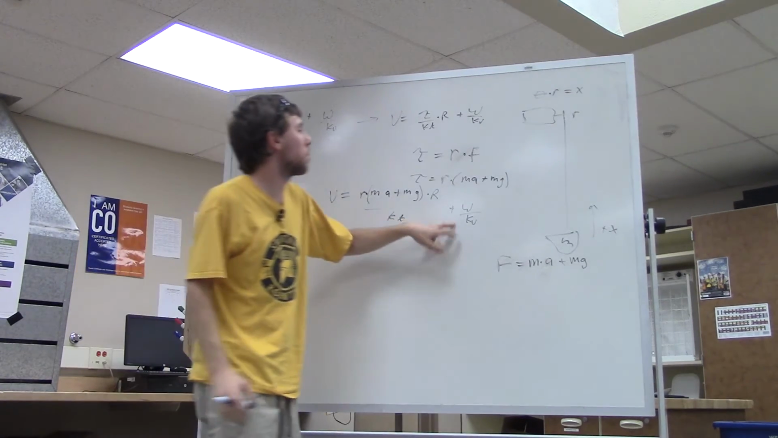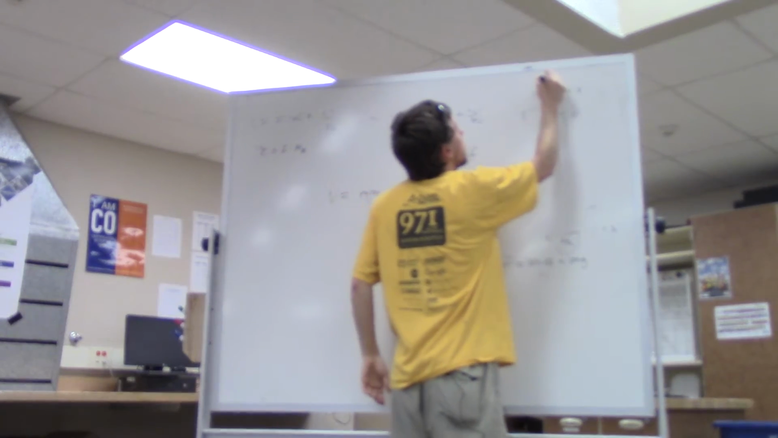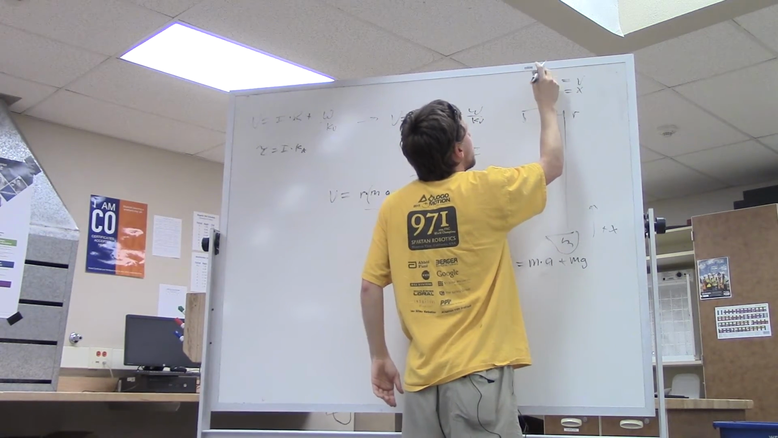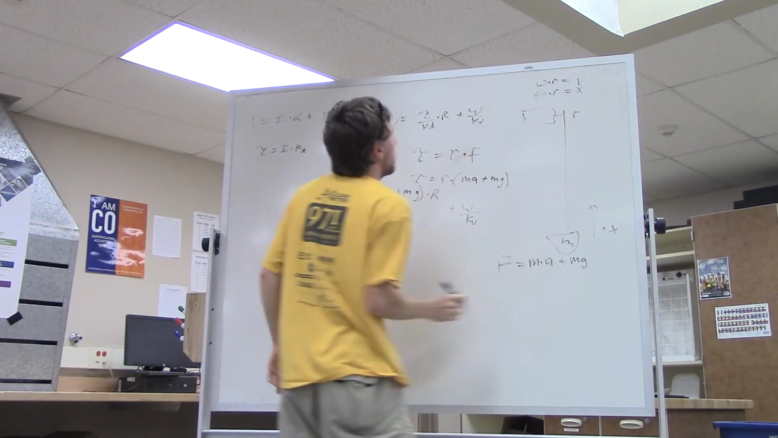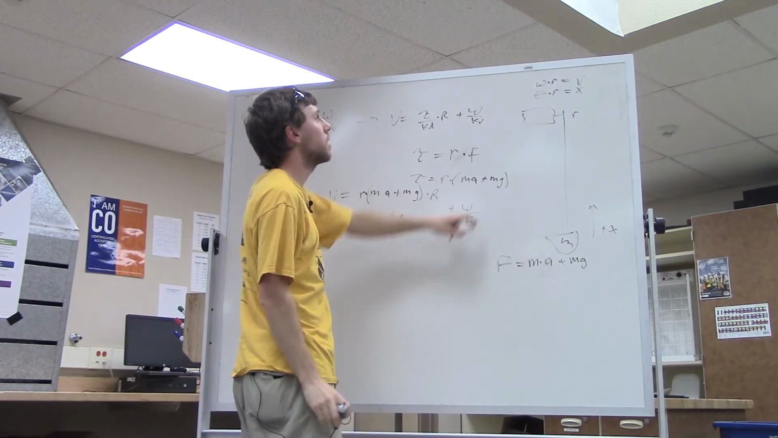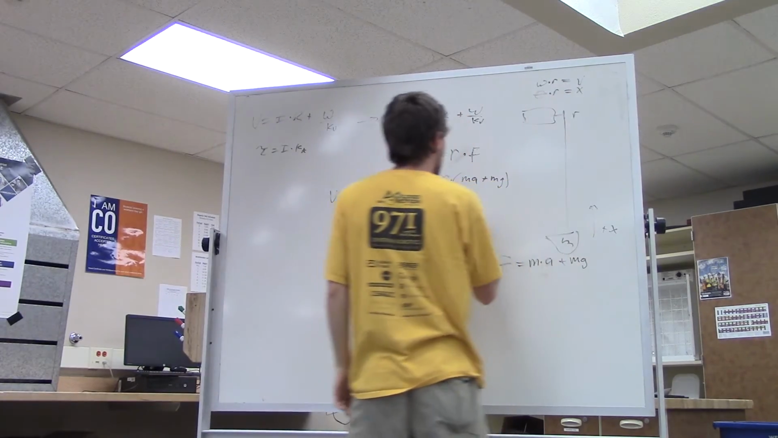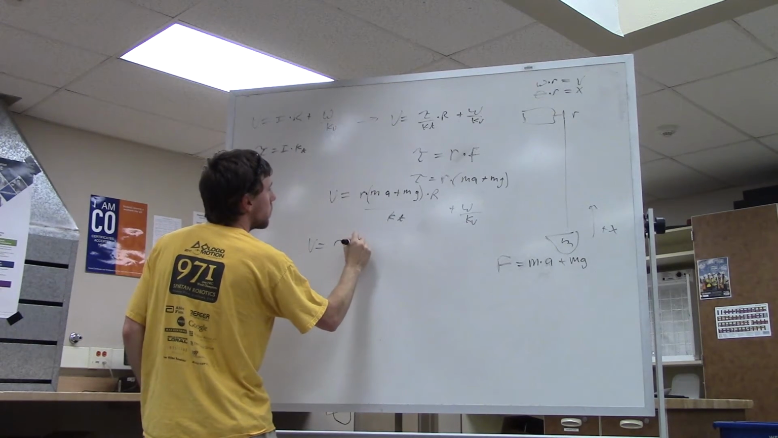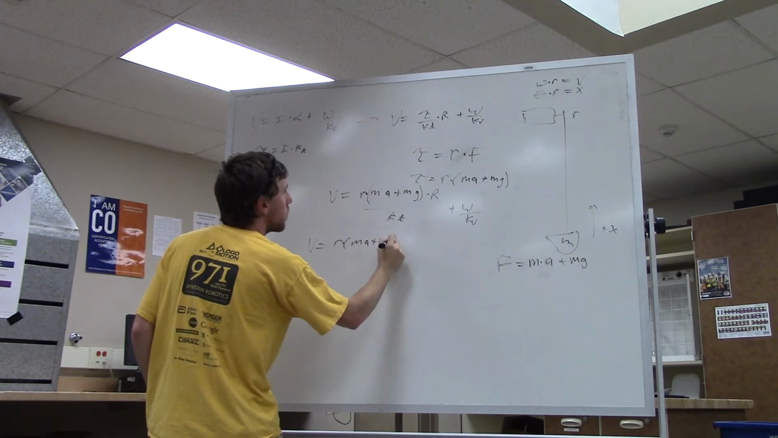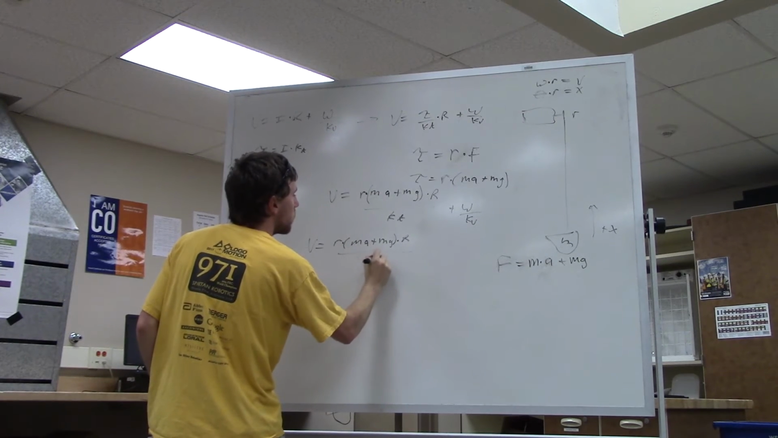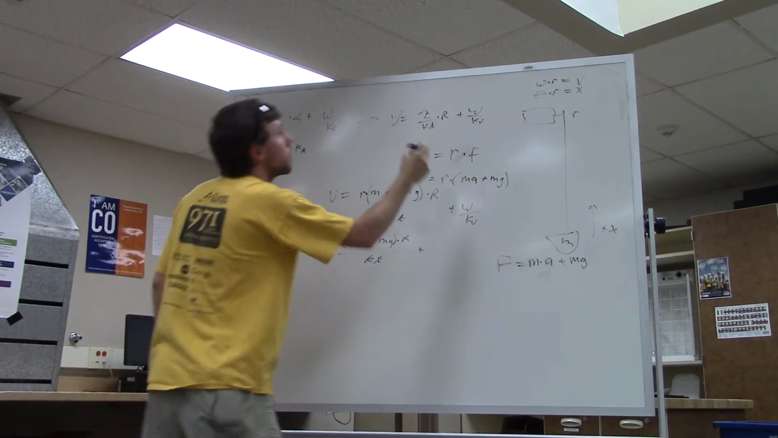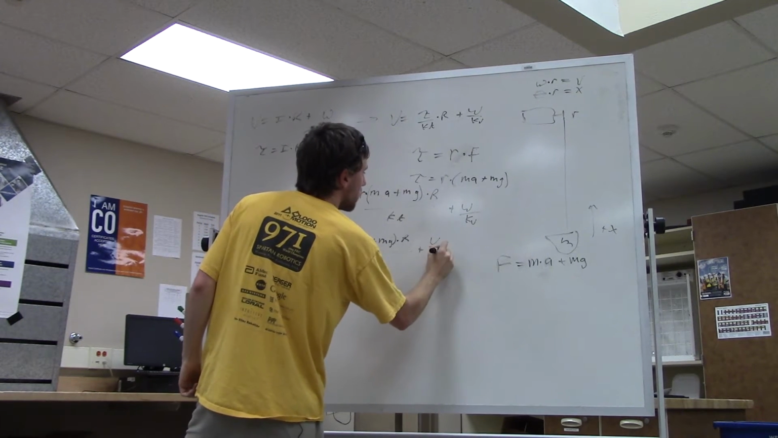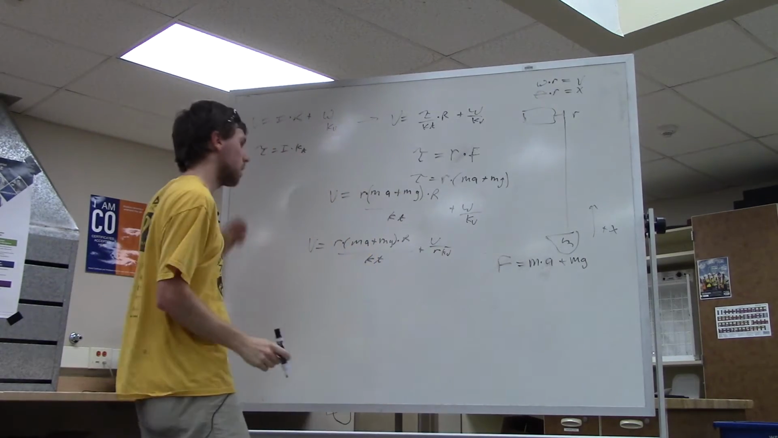By the same token, we can say the angular velocity times the radius equals the velocity, and the acceleration, the angular acceleration. Actually, we don't need that. So we got those two. So now we can plug this in here. So we can say velocity.